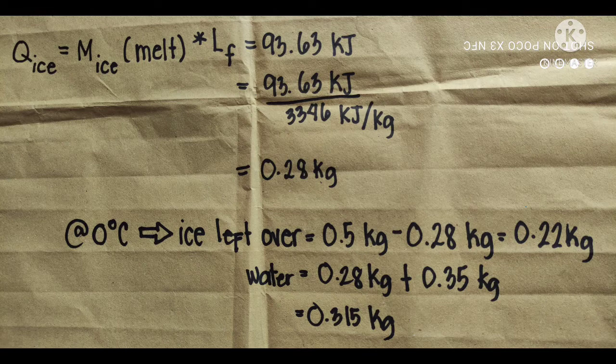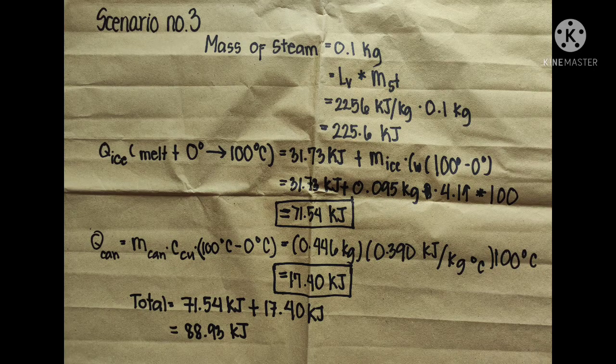So at 0 degrees Celsius, what we have is some ice left over, which is half a kilo minus 0.28 kilogram, which is 0.22 kilogram of ice, and the water is from two components: the 0.28 kilogram from the ice melt plus the steam that got condensed, which is 0.035 kilogram from the steam. So the total water is 0.315 kilogram, and this is for the water, and they are at 0 degrees Celsius. They are in equilibrium. So we are in scenario 3.